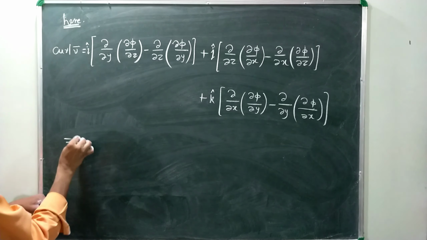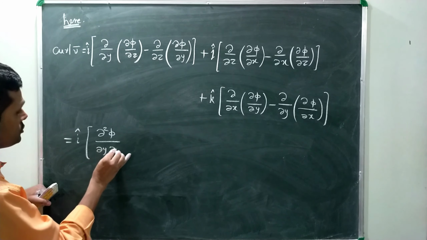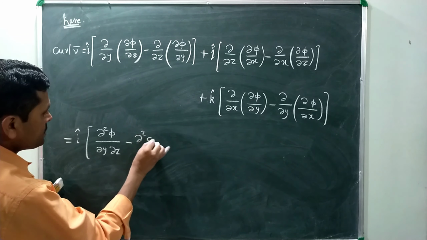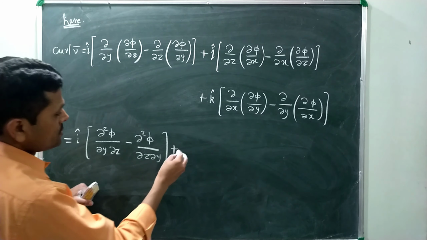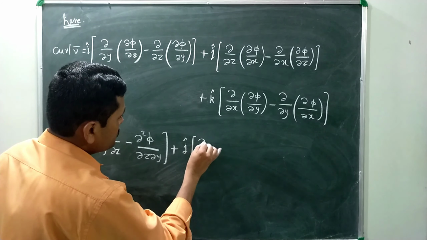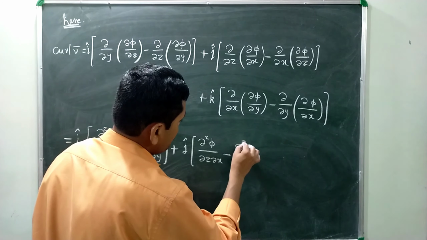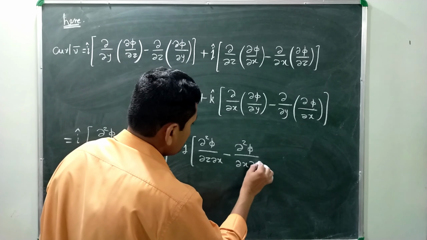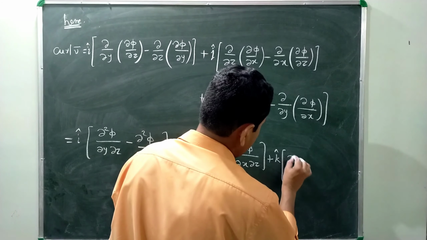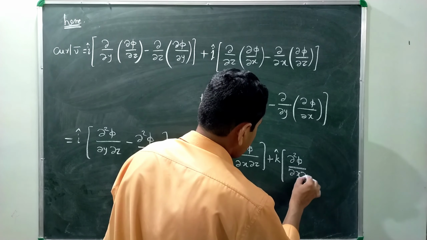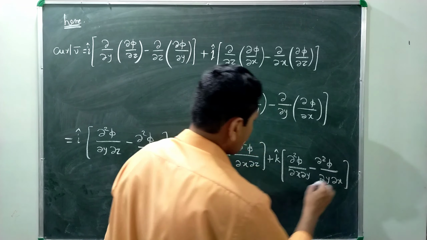This may be written as i cap (dou 2 phi by dou y dou z minus dou 2 phi by dou z dou y) plus j cap (dou 2 phi by dou z dou x minus dou 2 phi by dou x dou z) plus k cap (dou 2 phi by dou x dou y minus dou 2 phi by dou y dou x).